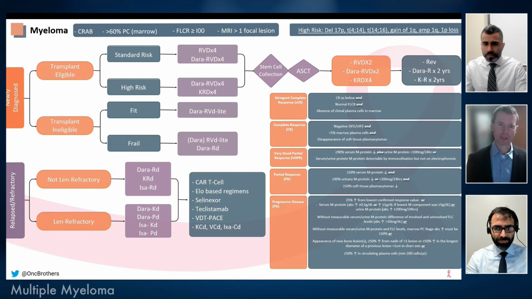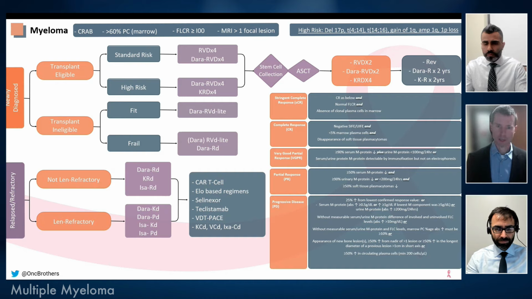If they have high-risk disease, I think lenalidomide, bortezomib, and dexamethasone are not the standard of care anymore. What we recommend is daratumumab RVD, or replacing the bortezomib with carfilzomib, lenalidomide, dexamethasone. So Dara-RVD or KRD are for high-risk patients definitely the standard of care. But as you can see, even in standard risk patients, the Dara-RVD has shown really good responses.